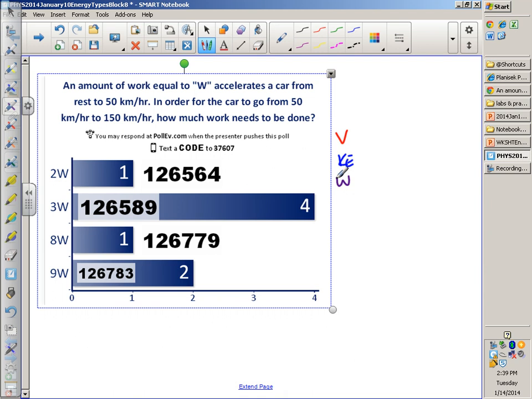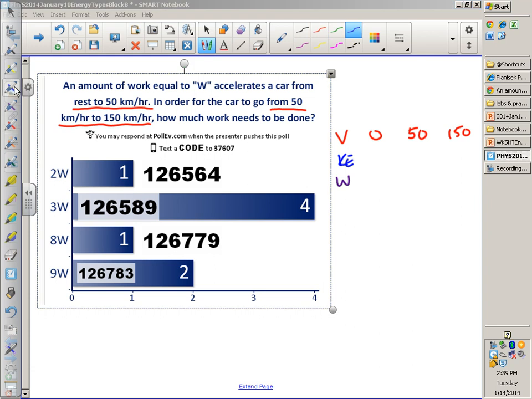So, how does this car start? It says it starts at rest, right? So its initial velocity is 0. Then it says it goes from rest to 50 kilometers, meaning the second velocity we have is 50. And a little bit later on, it says it goes from 50 to 150. So the next velocity that we know about is 150.